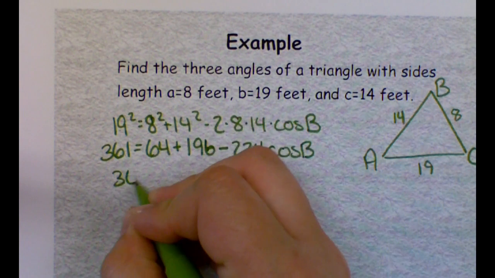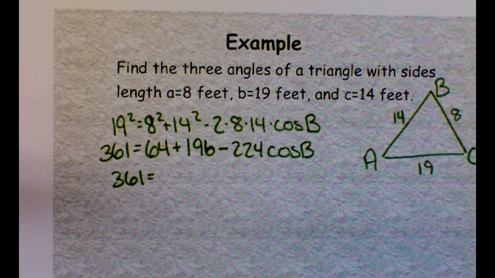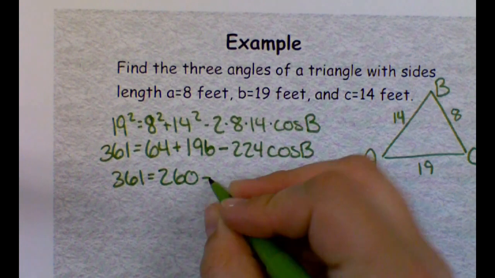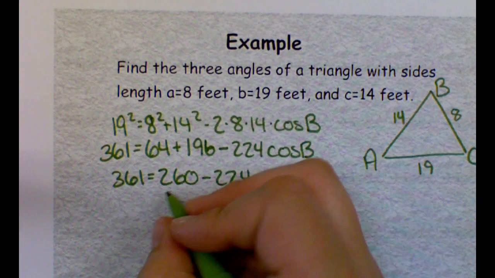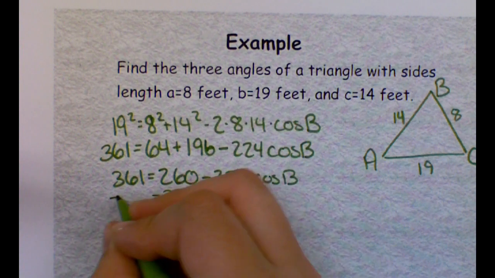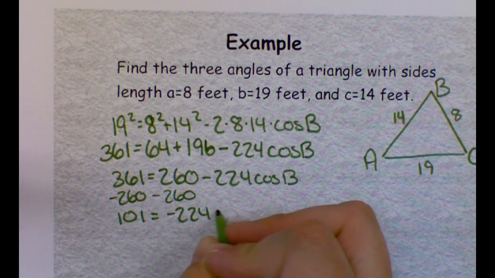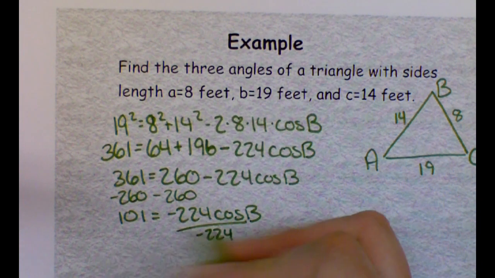Add these two together. Oh my, sorry, I'm hitting the wrong buttons. There we go. 260. Remember that you absolutely cannot subtract these two. Instead, subtract that 260 over. I get 101 equals negative 224 times the cosine of B. Divide by negative 224.